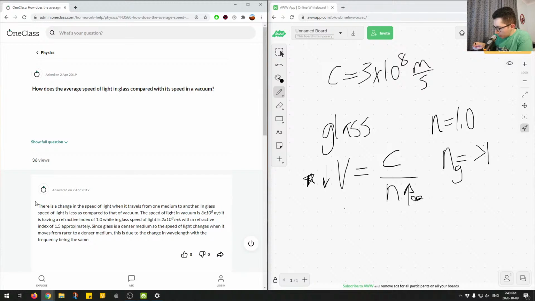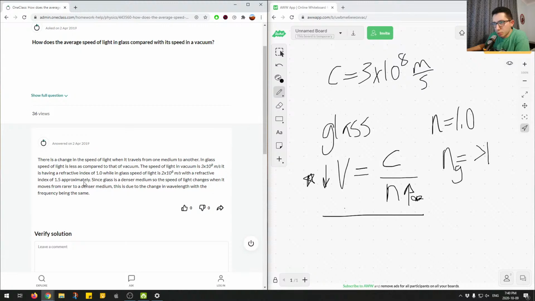And we can use this equation to calculate it if we were given numbers in the question. So let's look at the attempted solution by the student. There is a change in the speed of light when it travels from one medium to another. In glass, this would be less. And they go on to describe why that's the case due to the refractive index. And then the refractive index for glass is 1.5, approximately. So for a denser medium, the speed of light changes and it will be slower. And then for a rarer medium, which just means less dense.